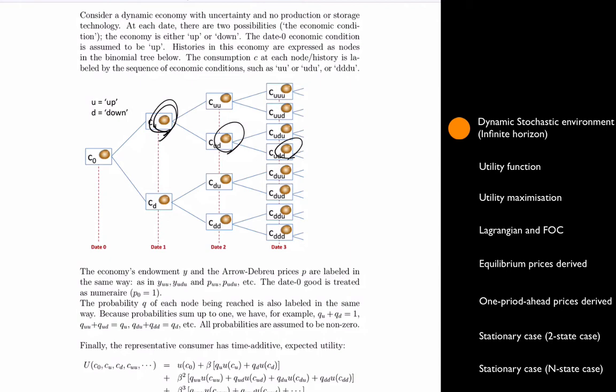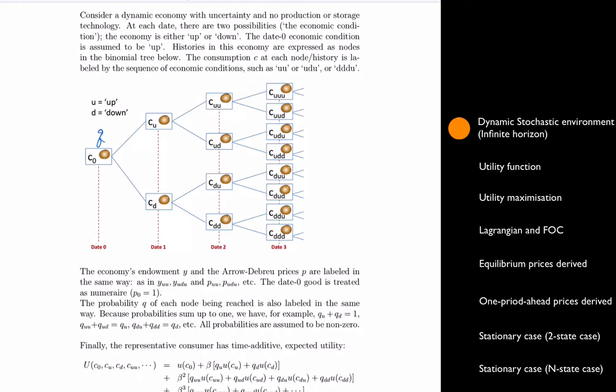Consumption is denoted by C. So C0 is the amount of consumption good that the consumer eats at the initial date 0. CU is the amount of consumption goods that the consumer eats if the economy is up at date 1, and so on. Let's denote probabilities by Q.